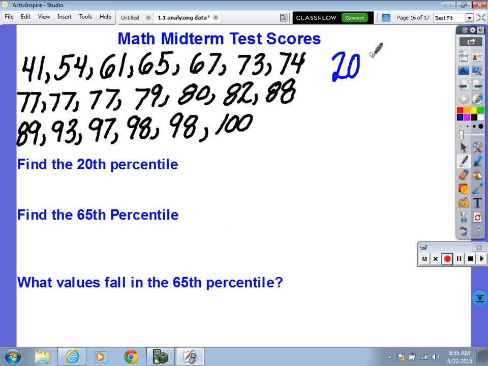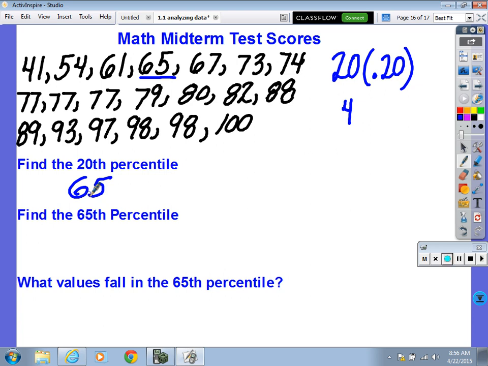What's 20% of 20? To find 20% of 20, you're going to multiply 20 by 20%, which is 0.20. How many data points is that? 4. If you do 20 times 0.20, that's 4 data points. So you're going to count up, the 20th percentile will be 1, 2, 3, and 4. So you would say 65. Does that make sense? Yes, they do have to be in numerical order.